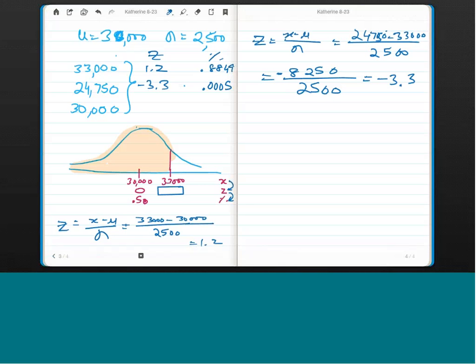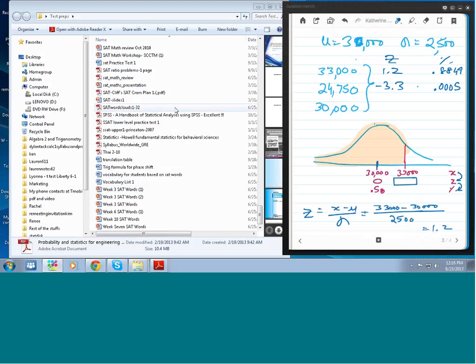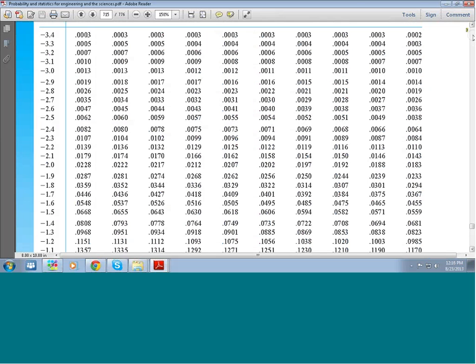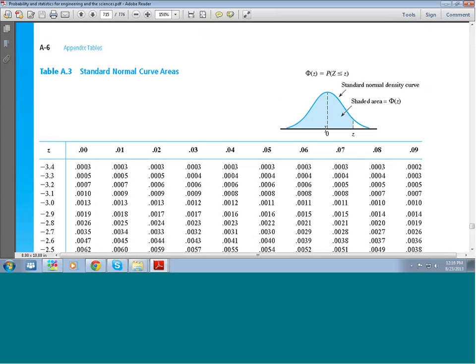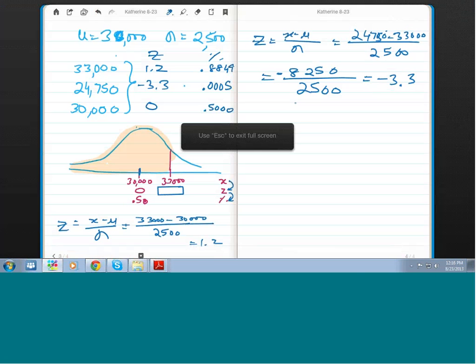For 30,000, it's right at the midpoint, right? So we already did that in the beginning. At the midpoint, z-score is 0, and the percentile is 50. We can also look it up on the book. The book has 0.5000. See that? Also, our common sense tells us that 50% is going to be below that. So it's going to be 0.5000. Does it make sense? Yeah, that makes sense. Great. That's how you do z-score.